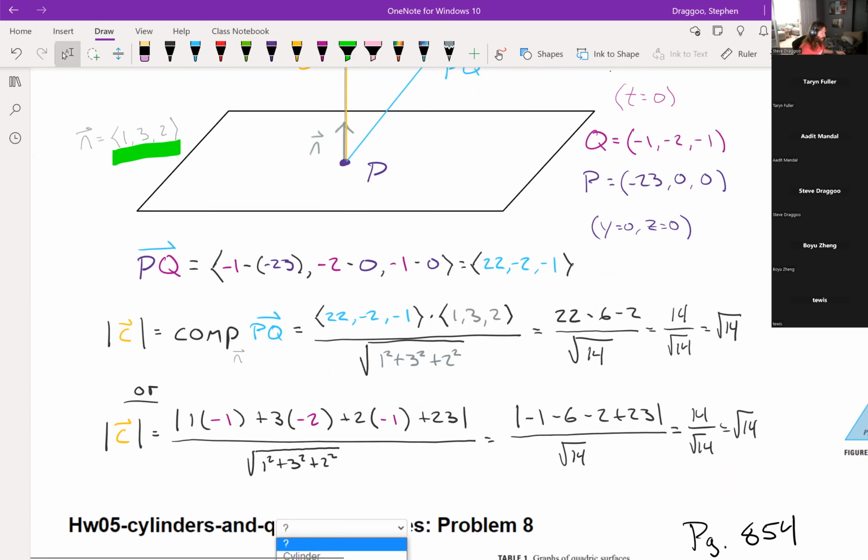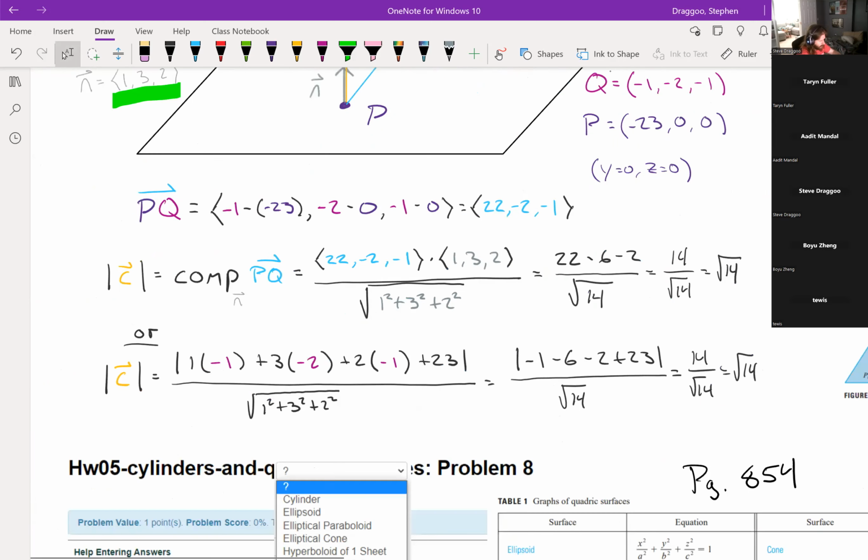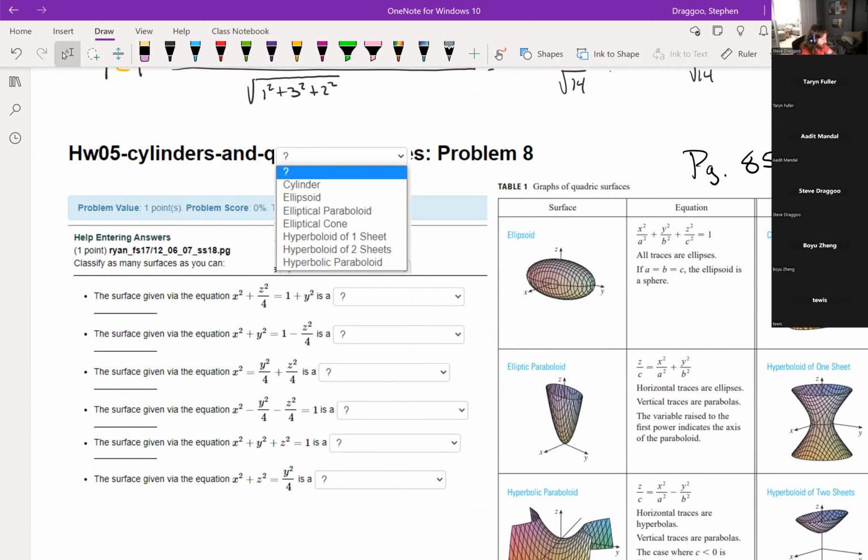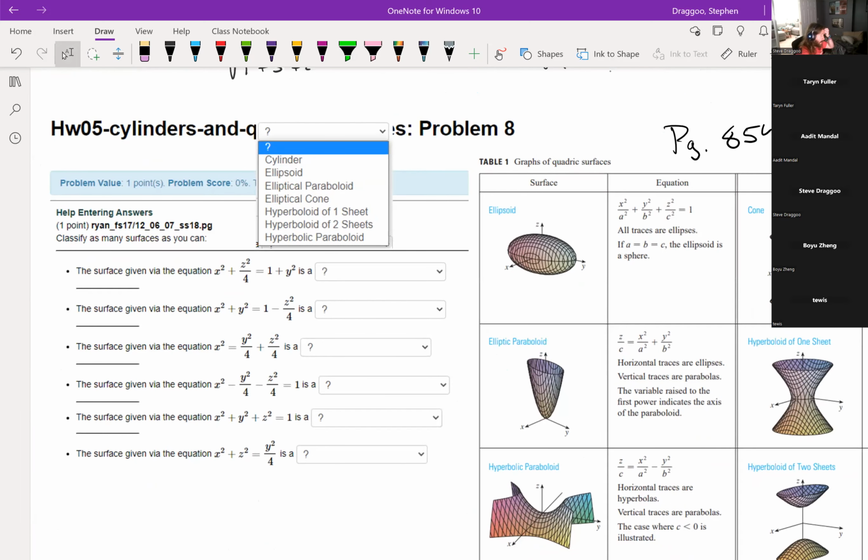But once again, I'm rambling a bunch. So let's look at the next problem down. Everyone's favorite, quadratic surfaces.